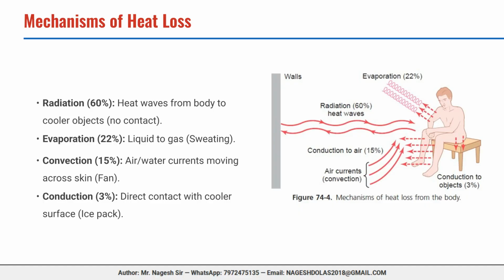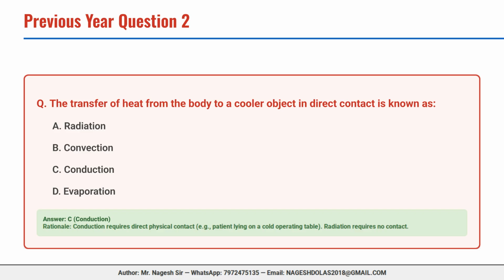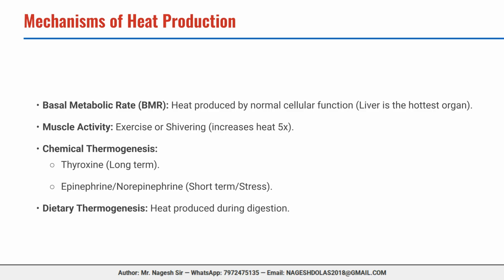Mechanisms of heat loss include radiation at 60%, evaporation at 22%, convection at 15%, and conduction at 3%. Radiation transfers heat without contact, while conduction requires direct contact. Another previous year question: the transfer of heat from the body to a cooler object in direct contact is known as conduction.